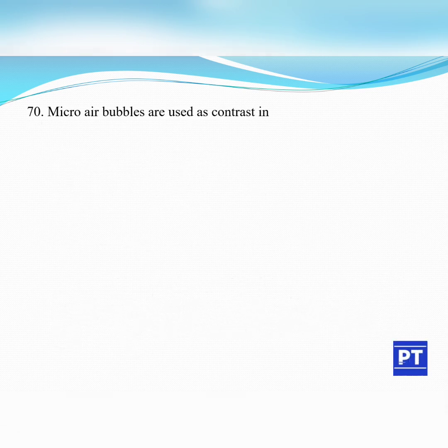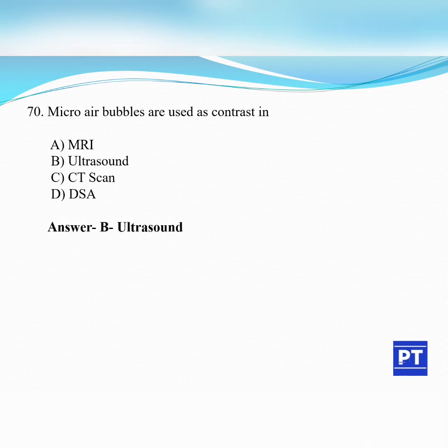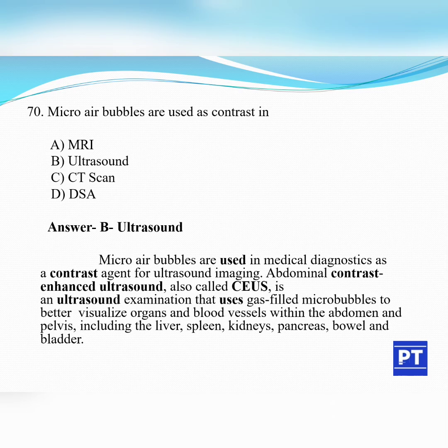Question number 70. Micro air bubbles are used as contrast in option A MRI, option B ultrasound, option C CT scan, and option D DSA. DSA is digital subtraction angiography. The answer is B, ultrasound.